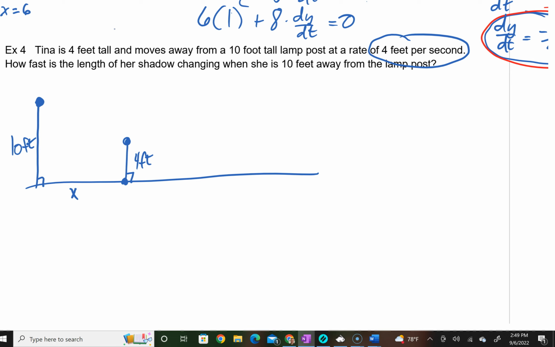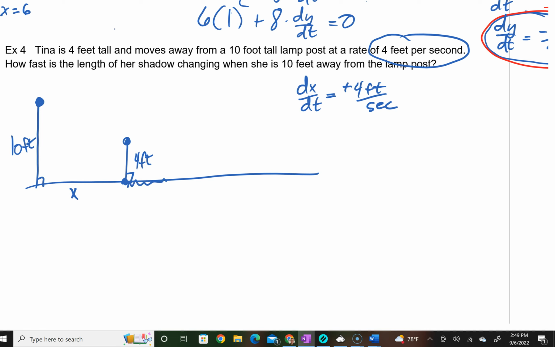So this x right here is going to be getting bigger. She's walking away from it. It would be positive. If she was walking towards it, it would be negative. That distance would be getting smaller and decreasing. But how fast is the length of her shadow changing?